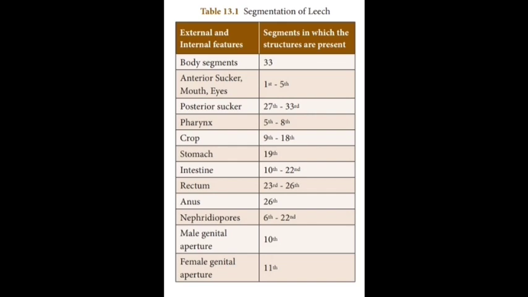Intestine is present between the 10th and 22nd segment. Rectum is present between the 23rd and 26th segment. Anus is present on the 26th segment. Nephridiopores are present between the 6th and 22nd segment. The male genital aperture is present on the 10th segment. The female genital aperture is present on the 11th segment.